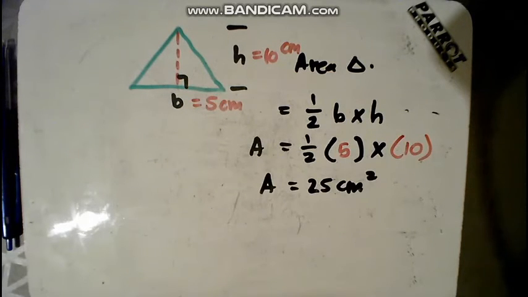Right, then we're going to look at the perimeter of a triangle. Perimeter of a triangle is very easy. All you need is the 3 sides of a triangle and you can easily calculate that.